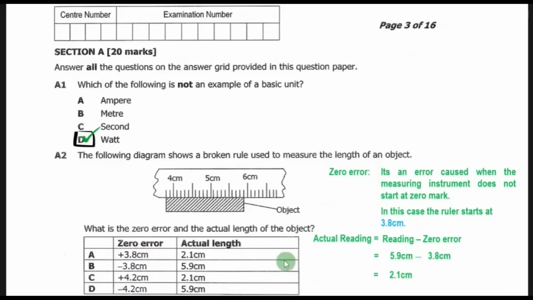So this means that our correct answer here is zero error 3.8. Here they're saying plus, minus, then actual length is 2.1. So our correct answer is actually this one here, A. So let's go to question number 3.